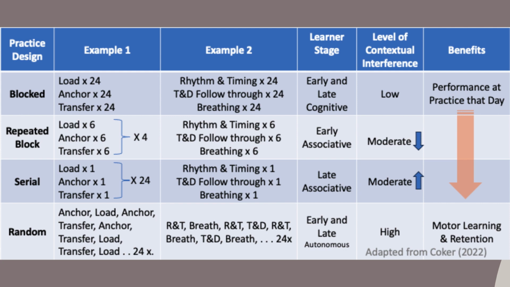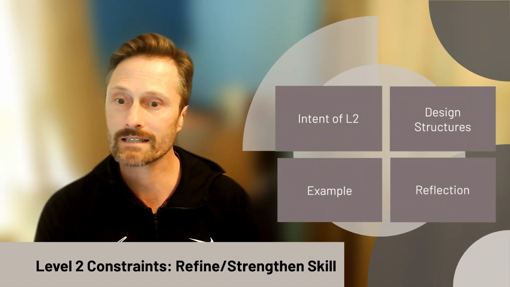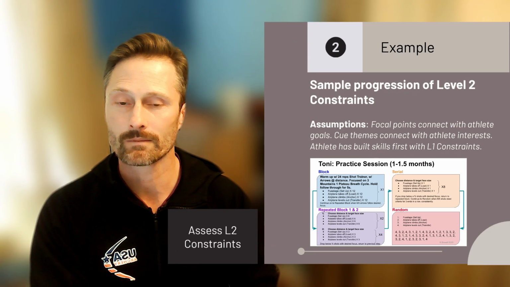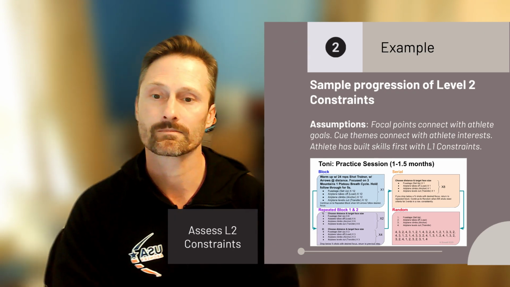Now in random, this is where the athlete doesn't know what step they're going to focus on next. They can use a roll the dice app on their phone, or the coach could even call out the focal point as the athlete knocks an arrow. Let's take a look at an example of how this might look in a real life situation.